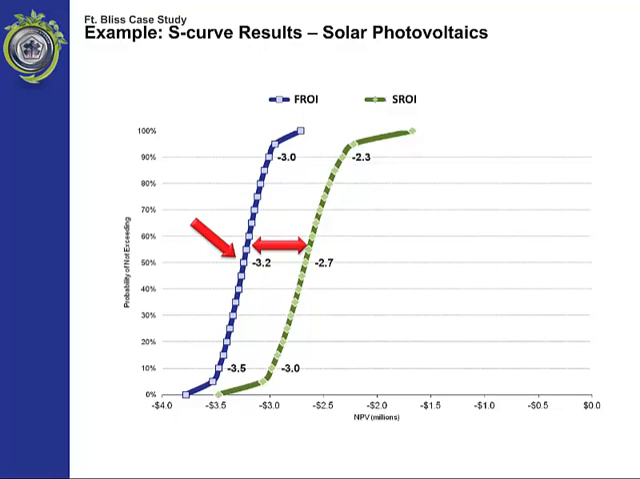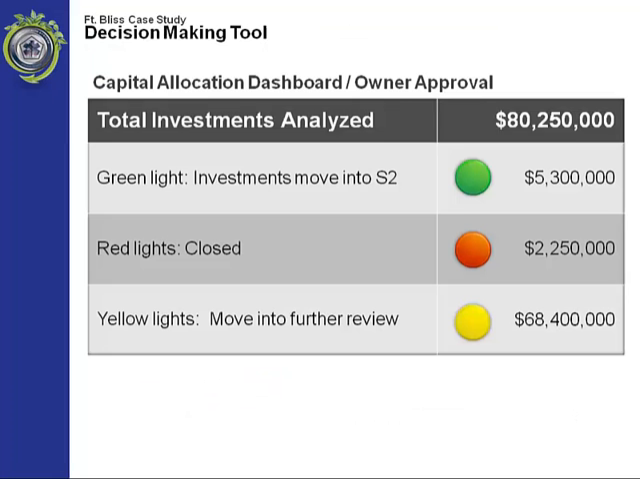The SROI analysis, incorporating the non-cash benefits and externalities, showed a positive social benefit for this renewable power generation strategy. However, this benefit was not enough to offset the internal costs, as seen in the S-curve diagram. The diagram shows the net present value improved by $500,000, but still resulted in a negative $2.7 million NPV. This strategy did not move past the S1 design phase.